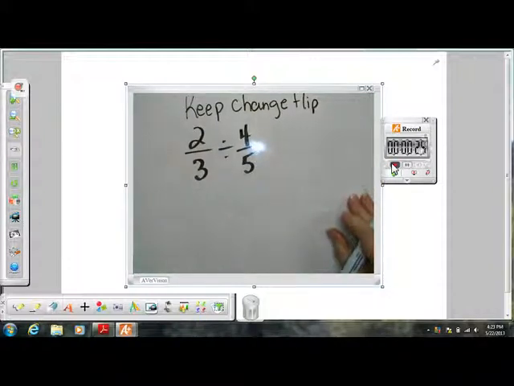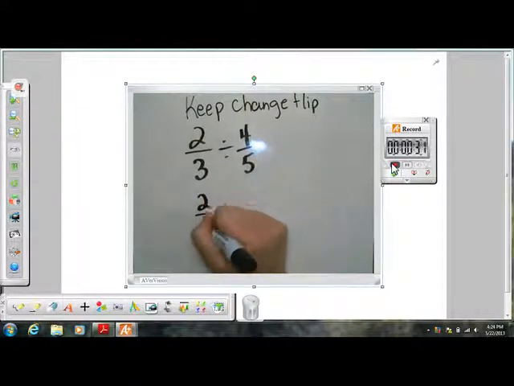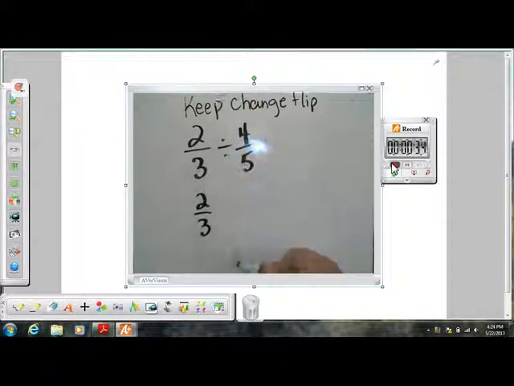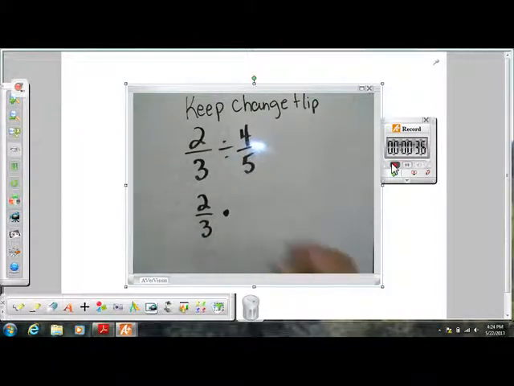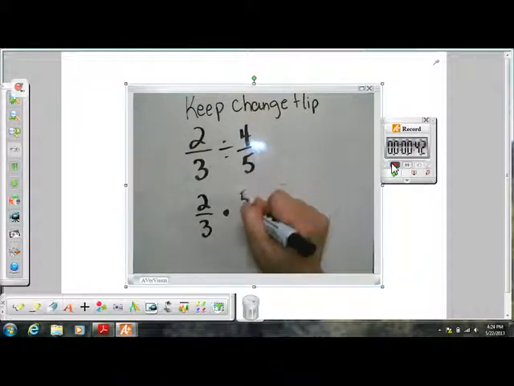I also called it copy dot flop as well. So where we keep the first one or copy it down to get 2/3, we change the sign to be multiplication, that's where the dot comes in, and we flip or flop the second fraction to be 5/4. Remember, when we flip it, that's called the reciprocal.